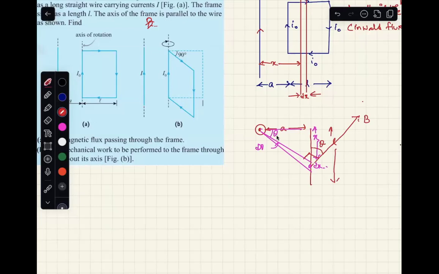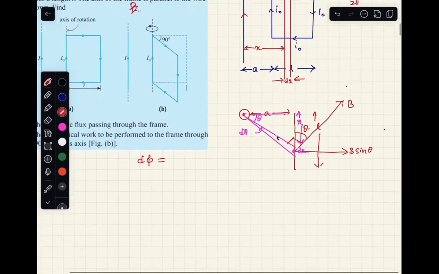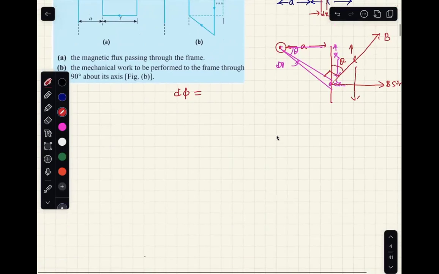Now try to understand. You are asking me flux again. No issues. If this is theta, component wise you need to resolve. This will become B sin theta. That is B sin theta component. So therefore, the small flux in that is, one minute.